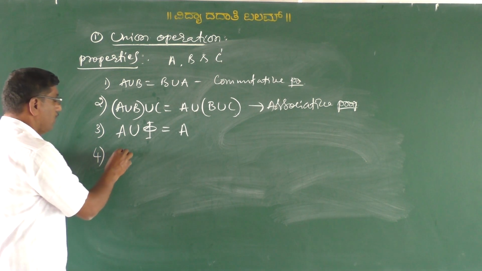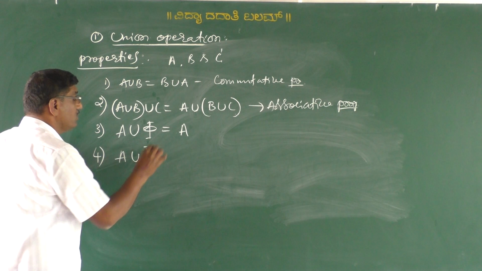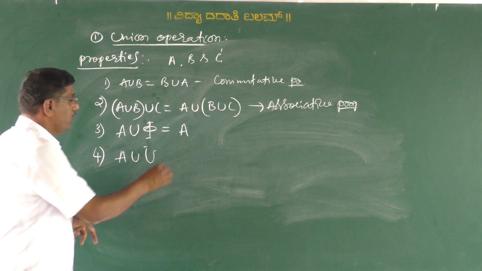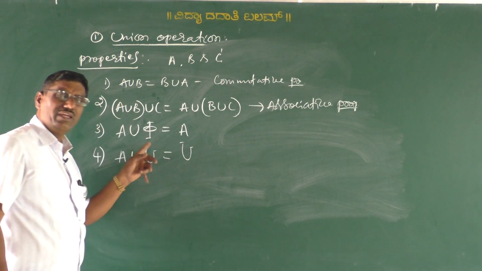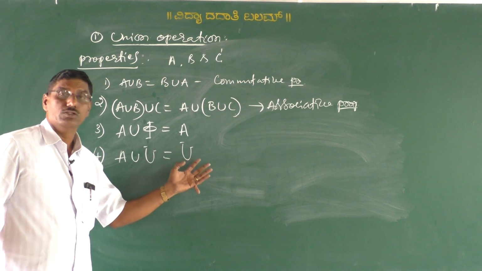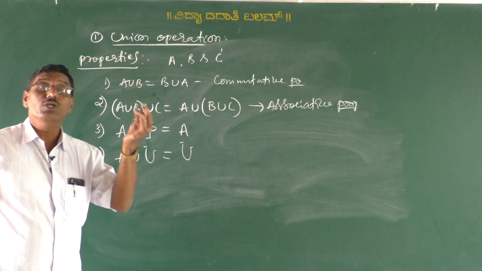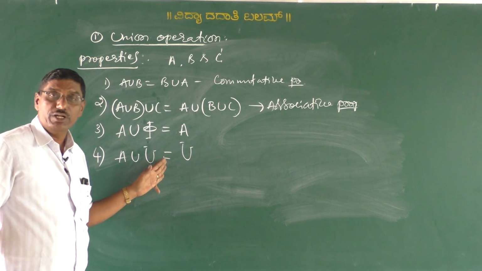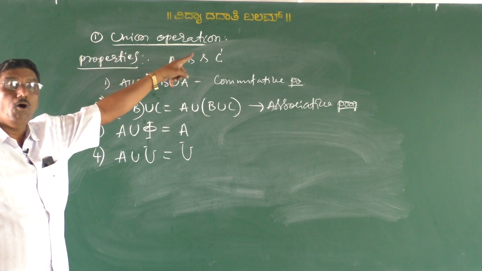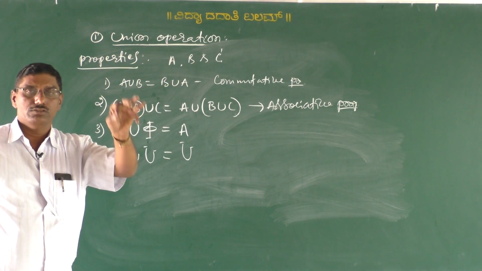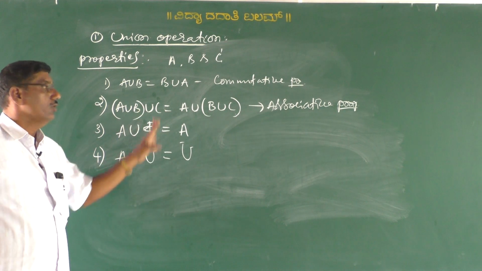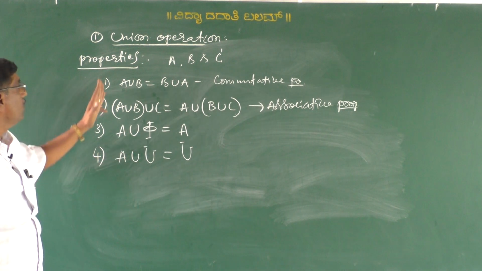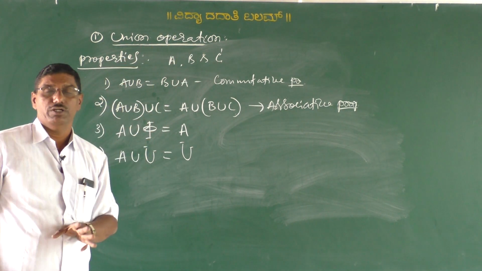Next we have the universal law, that is A union the universal set. This indicates the universal set, this indicates union. We get the result: the universal set. By taking any examples we can prove this, what we call the universal law. These are some of the properties, my dear students, under the union operation. By considering sets we can prove these, but it is not necessary. We have to know the laws of union operations, my dear students.